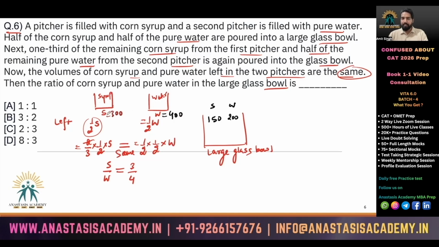And then I have taken one third of the remaining, that is 50 liters, and half of the remaining, that is 100. So the total syrup inside this large glass bowl is 200 units and the water is 300 units. So I need to find the ratio of corn syrup and pure water. This ratio would be 200 and 300. So it would be 2:3, or option C is the correct answer.